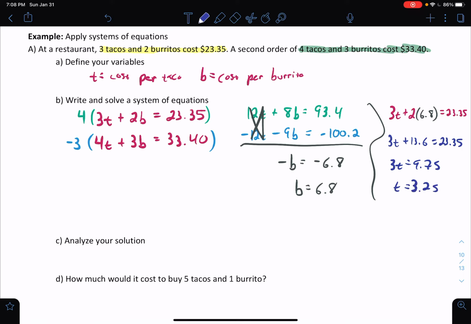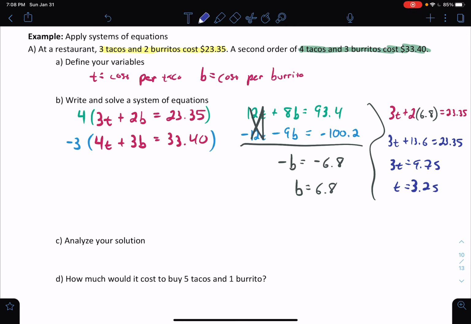So we've got these two answers here. I can plug it back into the second equation just to make sure I did it right. If I plug 3.25 in for t and 6.8 in for b, you'll check that the left-hand side equals 33.4. So this is my solution. Normally we'd be done here. But remember, we've got to analyze this. What do these numbers mean?